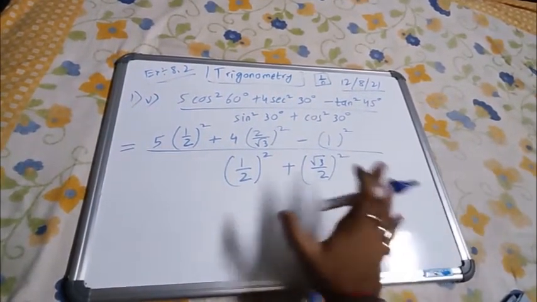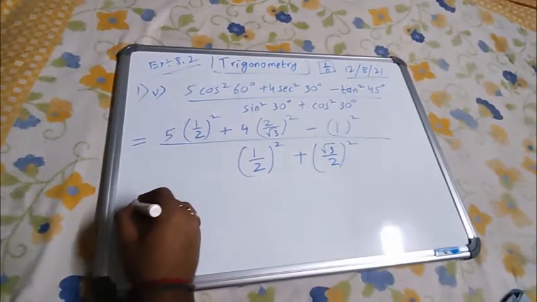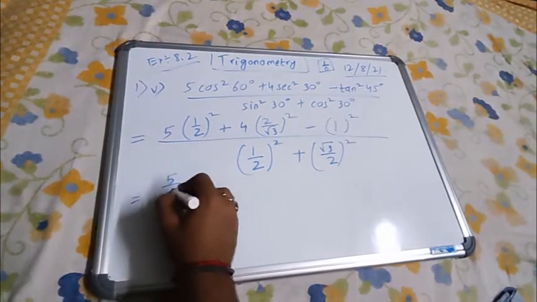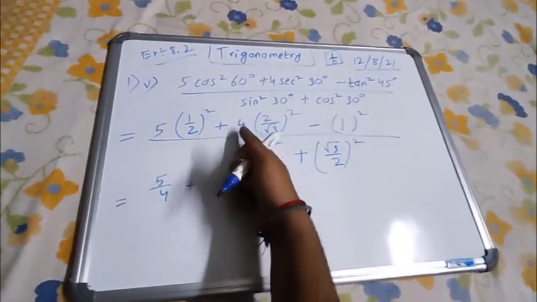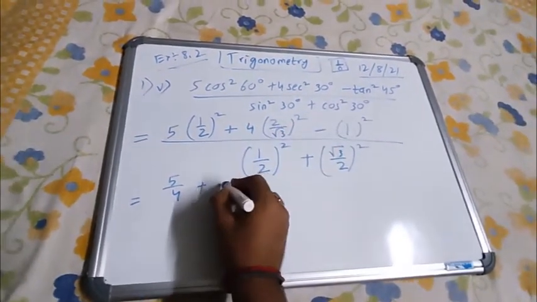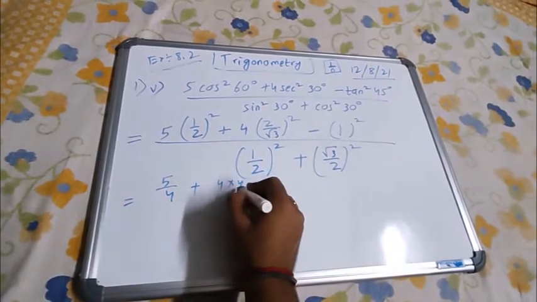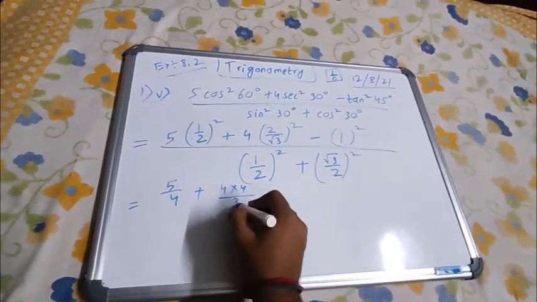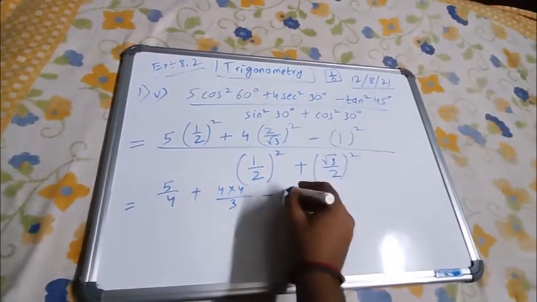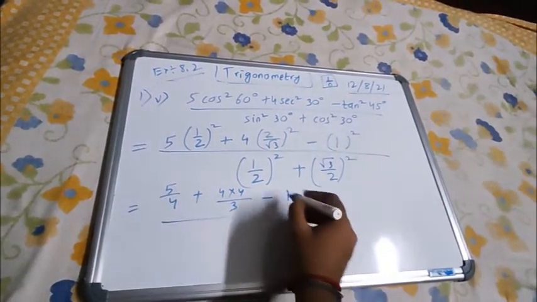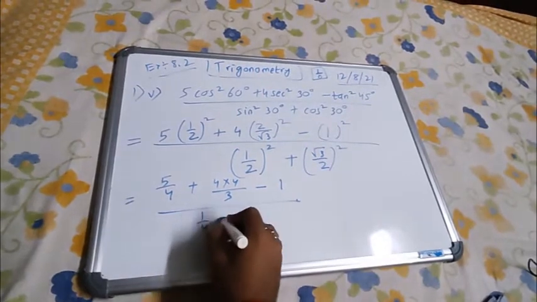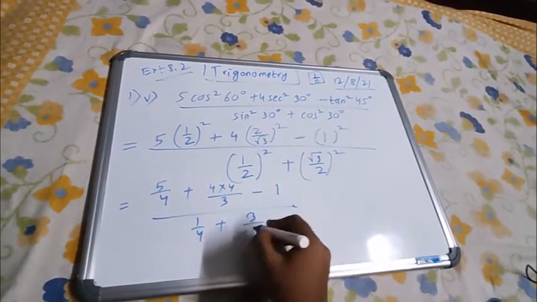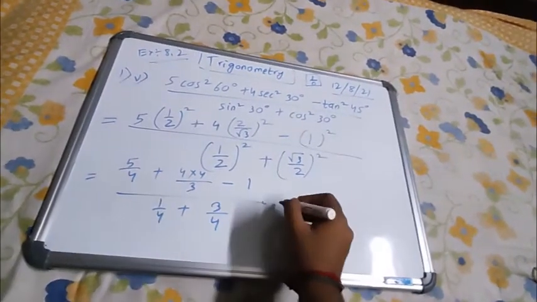What we have to do now is the simplification with the numbers. Now 1 by 2 whole square means 1 by 4. So this is going to become 5 by 4. Then plus sign. 4 into 2 square is 4, so 4 into 4 divided by root 3 whole square. Root 3 whole square is actually 3. Minus 1 whole square is 1, divided by half whole square, again 1 by 4, plus root 3 by 2. So root 3 whole square is 3, and 2 whole square is 4. Okay, this is going to be your answer.